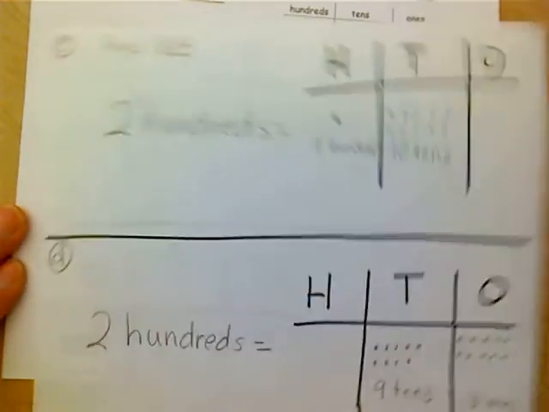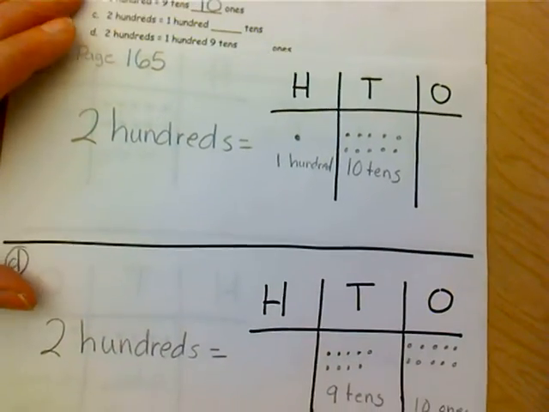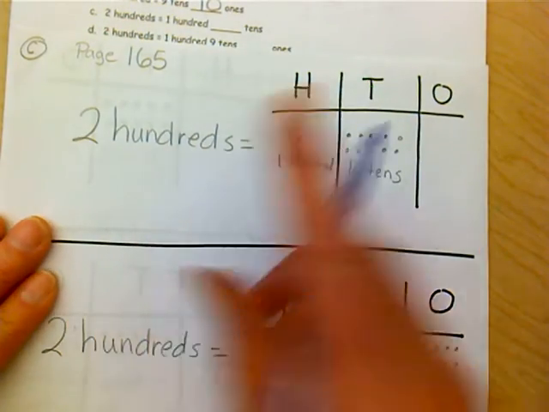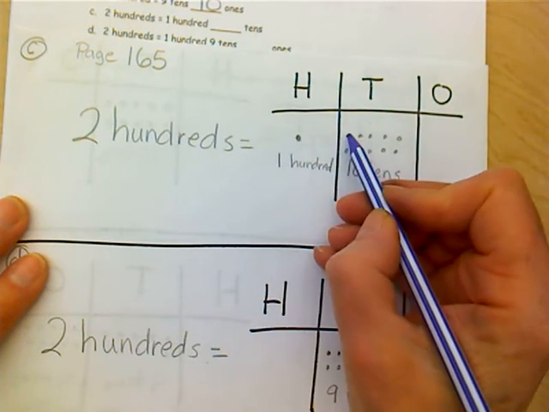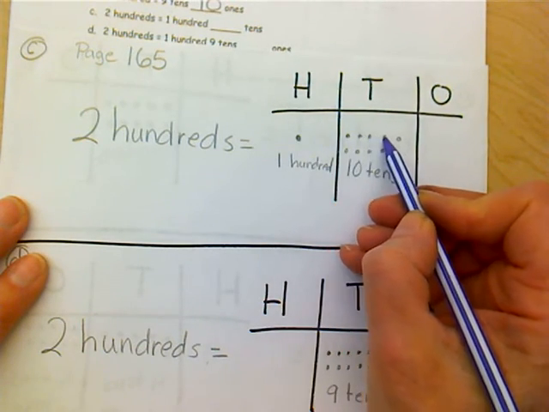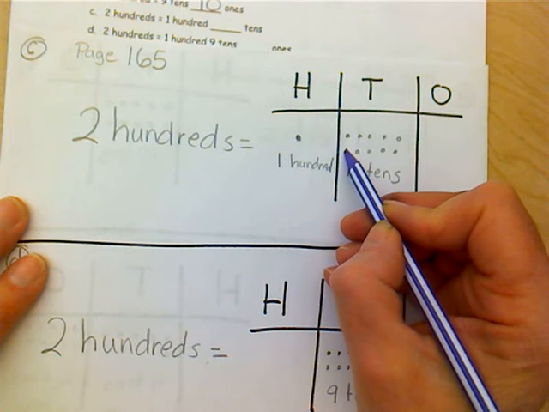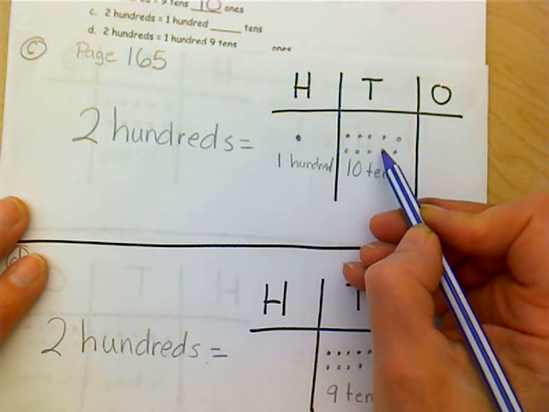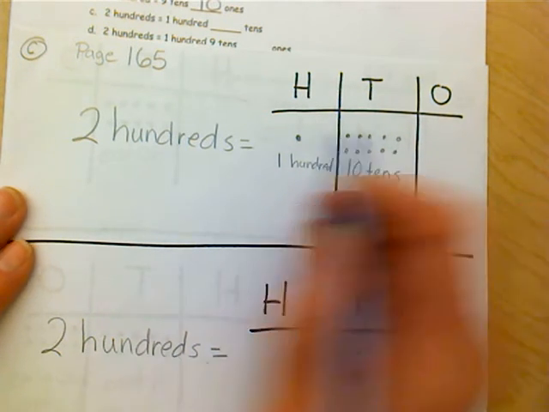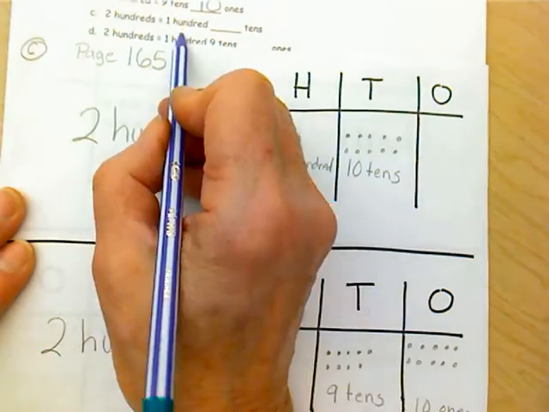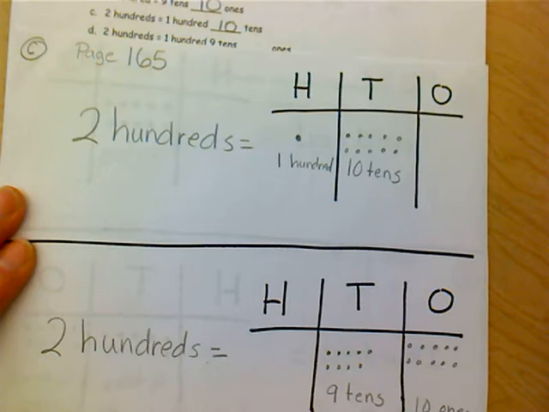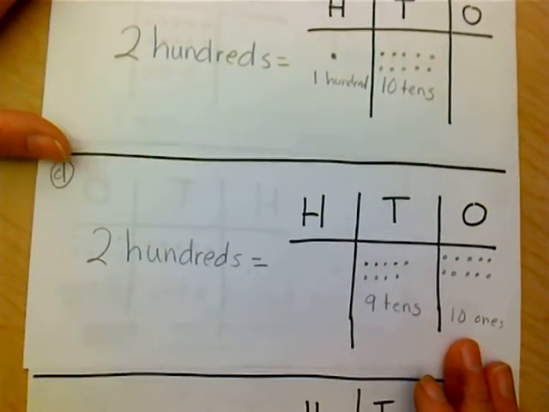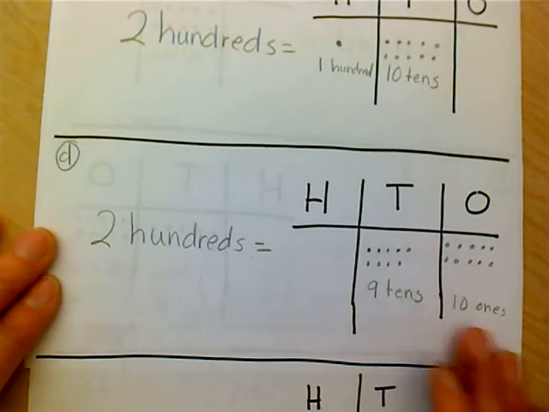So now I'm coming over to 200, which is equal to 1 hundred and 100, 110, 120, 130, 140, 150, 160, 170, 180, 190, and 200. So I know that it has 1 hundred and 10 tens. All right, so now let's take a look at the second one here, part D.